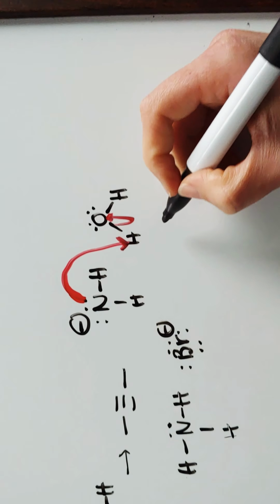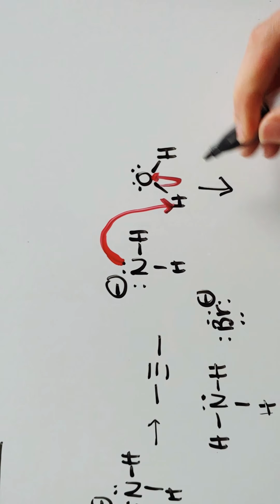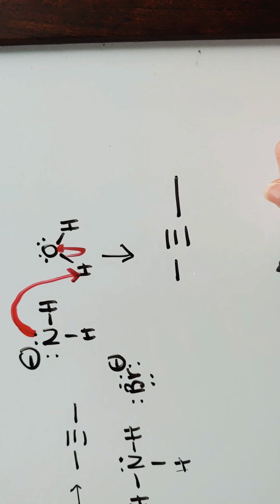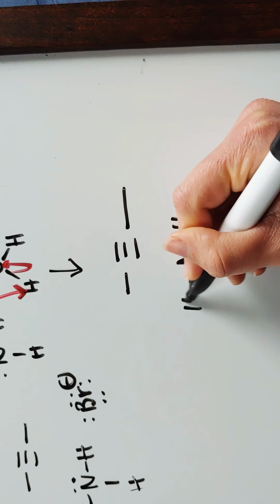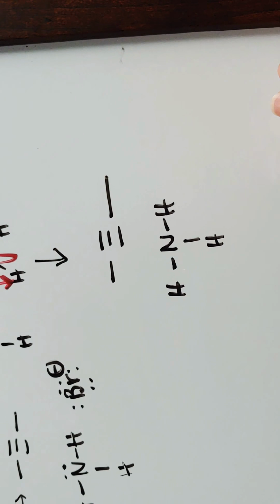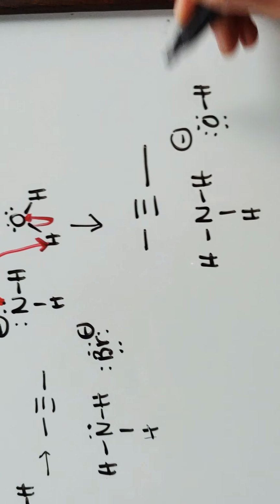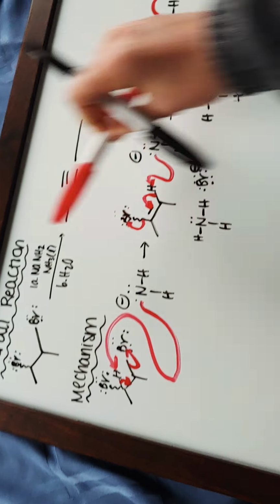And so the next step is going to look like this. Now we're going to have our internal alkyne. We're going to have our NH3. And last but not least, we're going to have our hydroxide that's left as well, and that's going to be working with the internal alkyne.